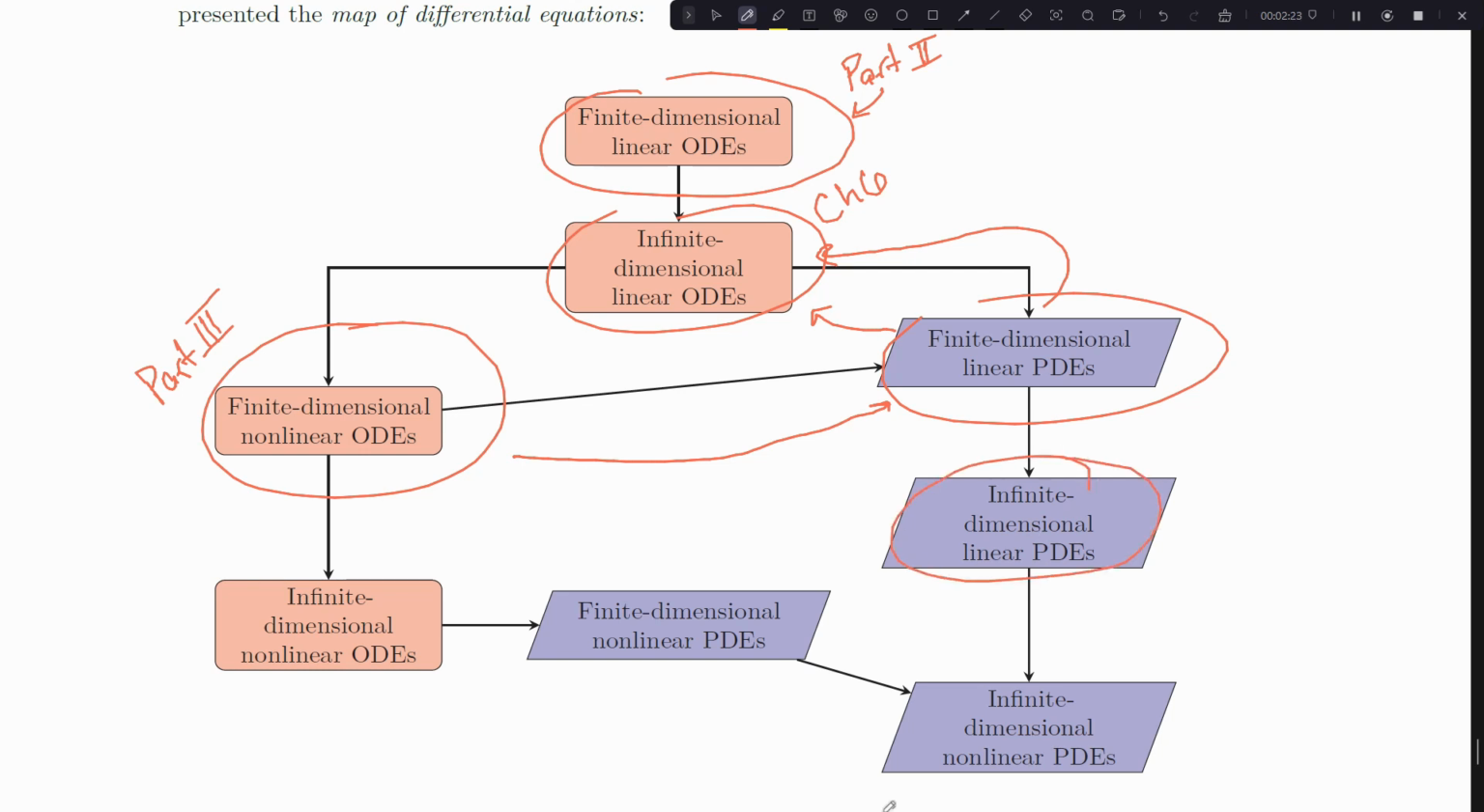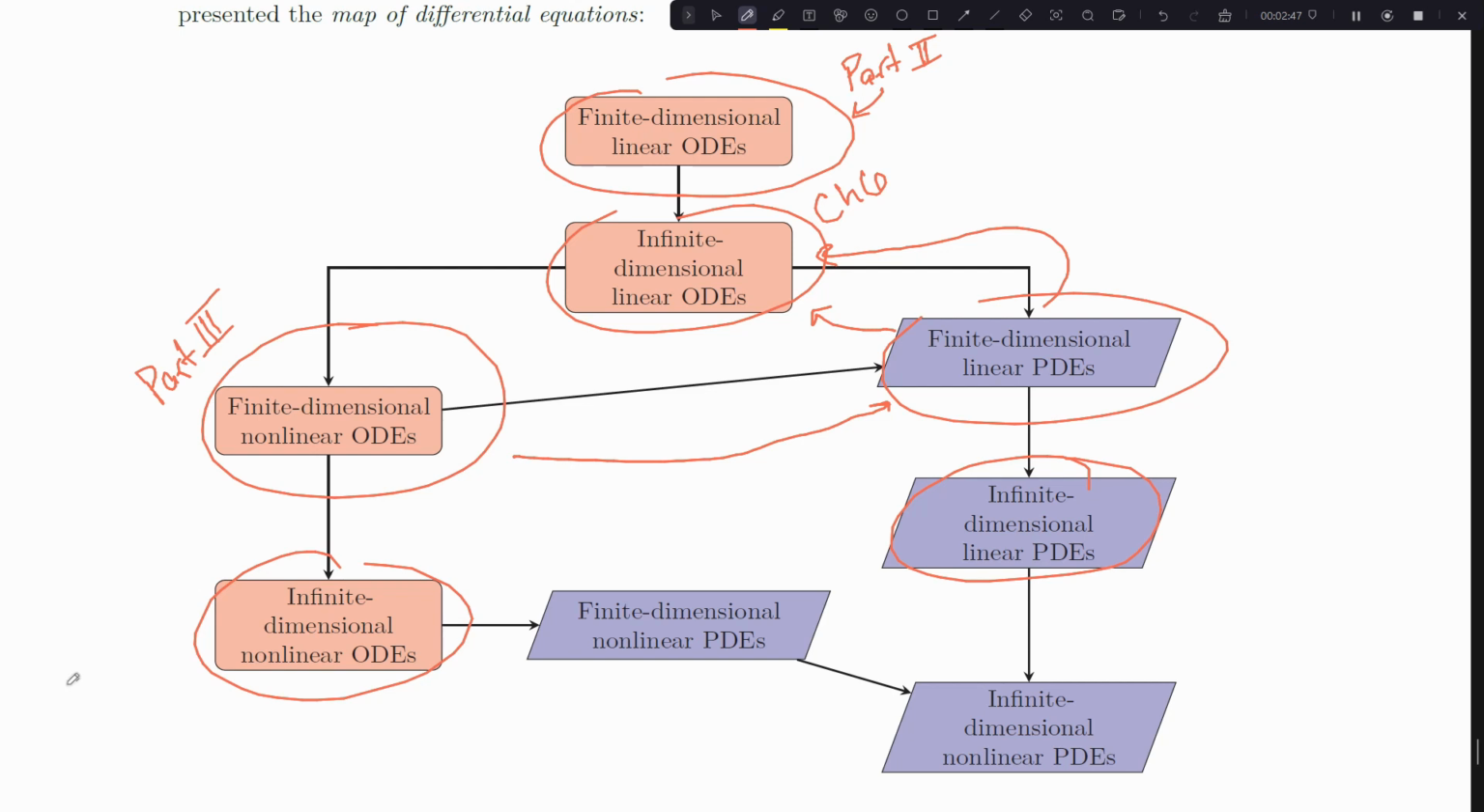This infinite dimensional linear PDEs, you're already kind of pushing boundaries of things that mathematicians don't worry too much about. Like we're talking infinite dimensional manifold theory. You're calculating geodesics on these infinite dimensional manifolds and some really crazy stuff. Maybe Banach space calculus. And same with infinite dimensional nonlinear ODEs.